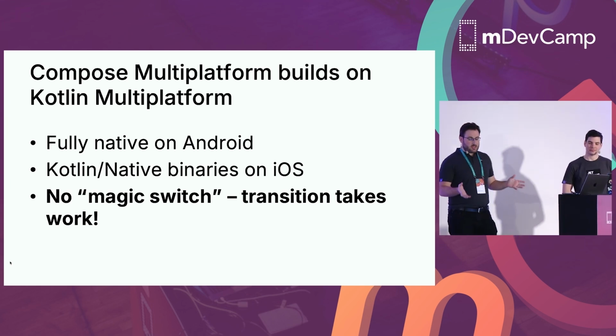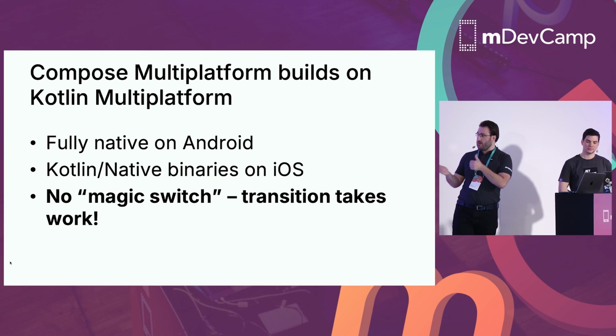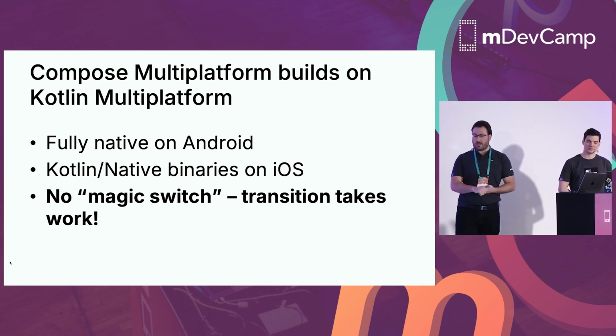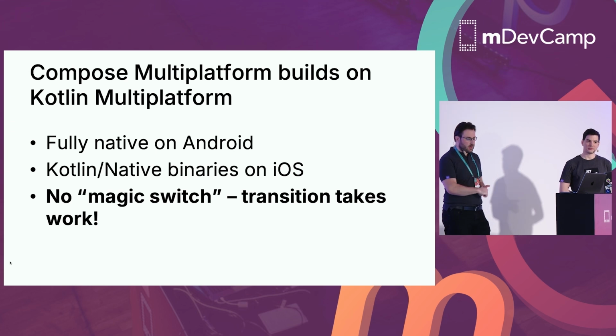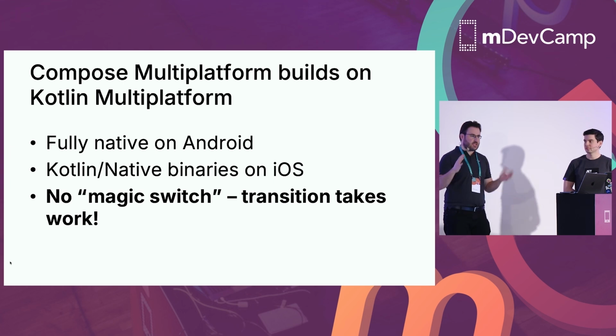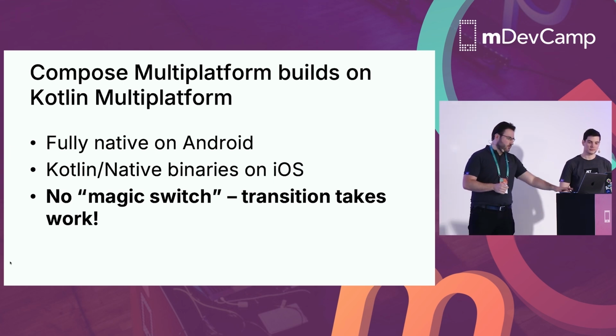So Compose Multiplatform does build on Kotlin Multiplatform, which is worth reiterating once more. It's fully native on Android, and on iOS you're getting Kotlin Native binaries, so you're getting super comparable performance to any other way of targeting iOS. It also means that there is no magic switch, because there's no magic emulation translation layer happening. This transition takes a little bit of work.